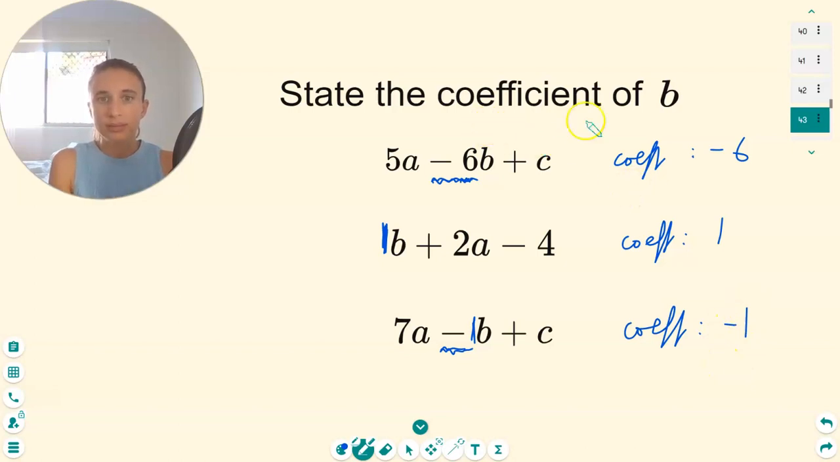All right. If you were asked for the coefficient of A, it is 5. Coefficient of A here is 2. Coefficient of A here is 7. Take that sign out the front.